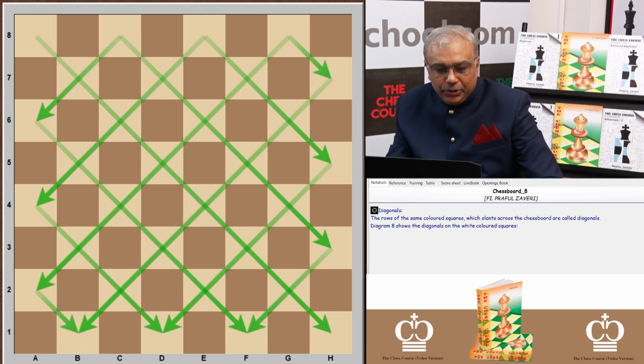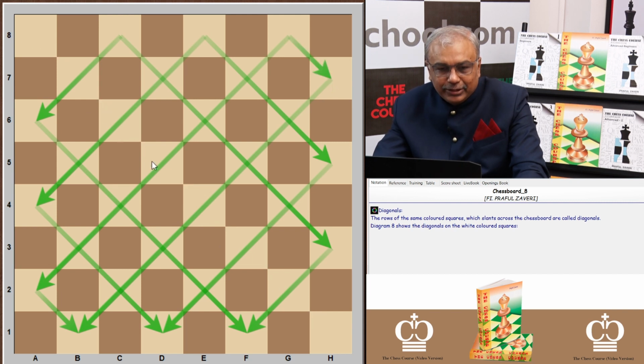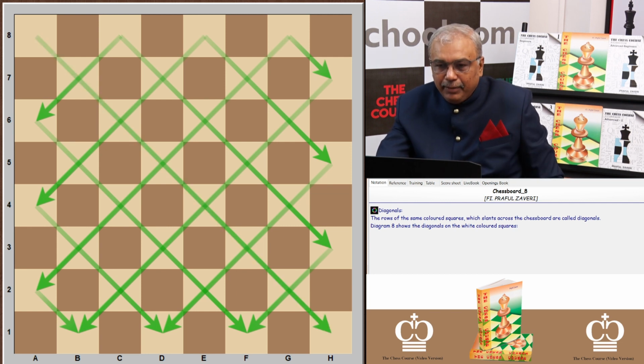So basically you can see 2 shortest diagonals. These are of two squares here. One is here and another is here. And longest for white is of 8 squares. So this is exactly in the center part. And then we move ahead.